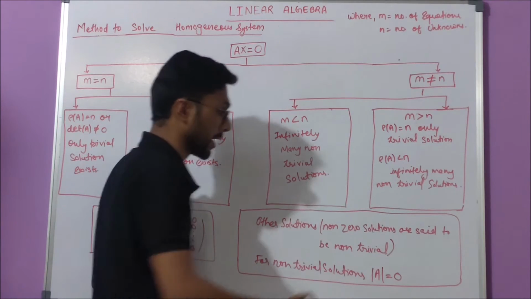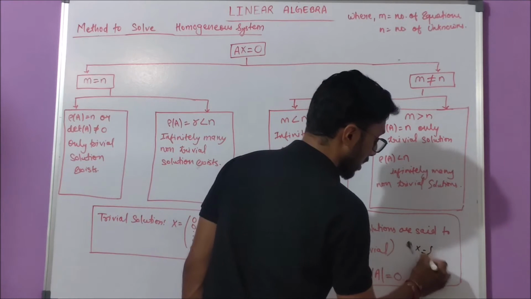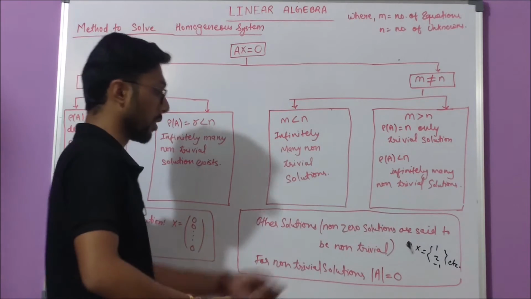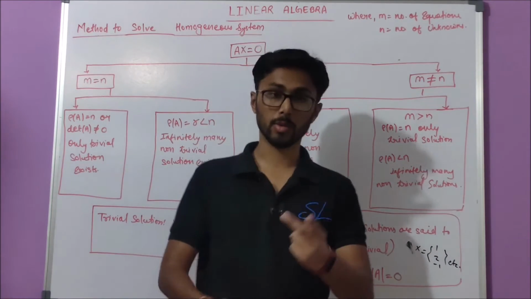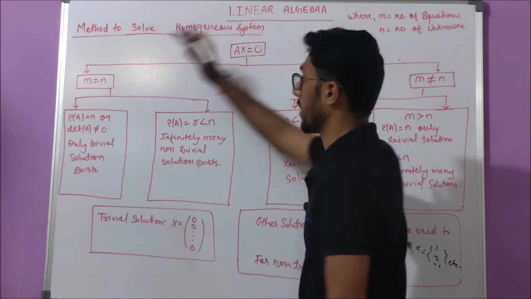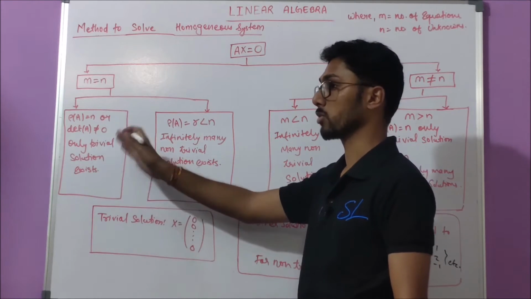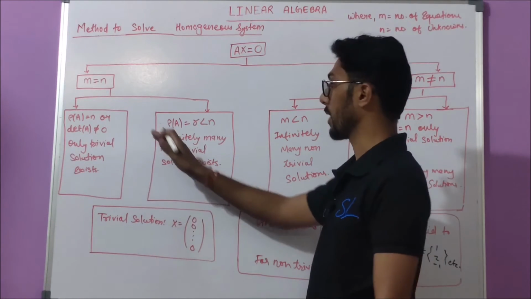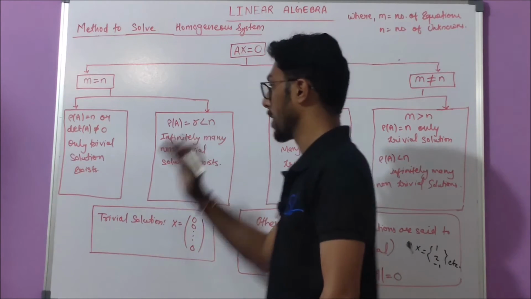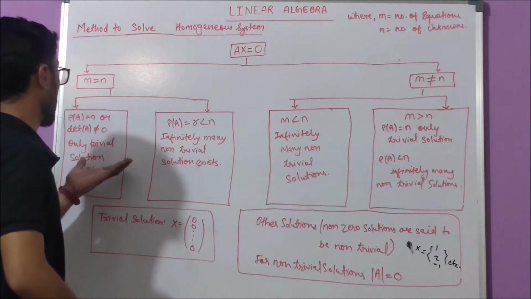So what does it mean? The values can be like x as 1, 2, minus 1, etc. This type of solution is called a non-trivial solution. There are two types of solution: trivial solution and non-trivial solution. If m is equal to n and rank of A is equal to n, or determinant of A is not equal to 0, then the solution is trivial. And if rank of A is less than n, then infinitely many non-trivial solutions exist. So this is the condition when the number of equations and number of unknowns are the same.